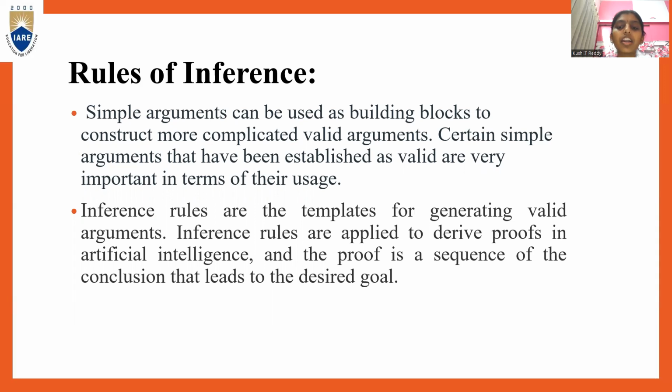Inference rules are applied to derive proofs in artificial intelligence, and the proof is a sequence of conclusions that leads to the desired goal. So, inference rules are nothing but a set of arguments or instructions or templates. These are generally used in artificial intelligence. So you will prove a particular statement with the help of a few steps. So proving a particular statement in the form of steps and coming to a conclusion to lead to a desired goal is called rules of inference.